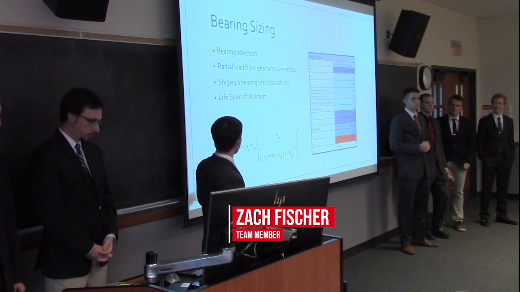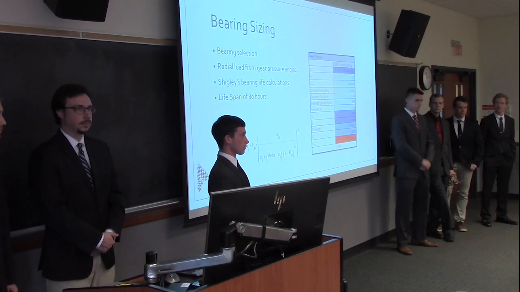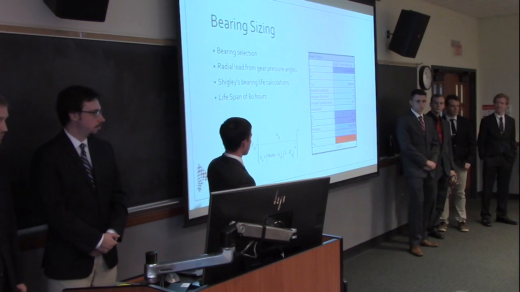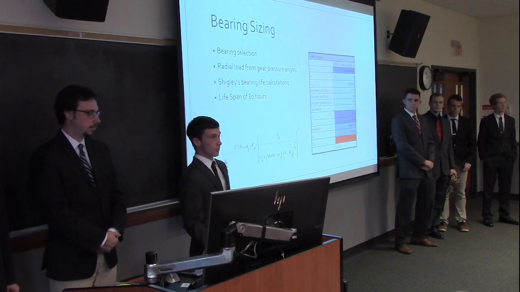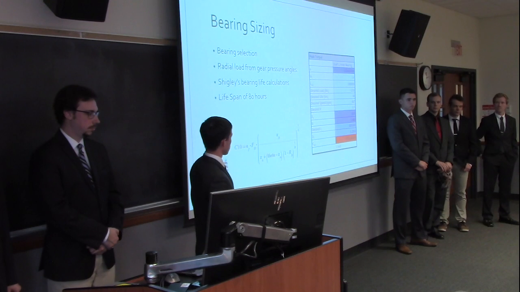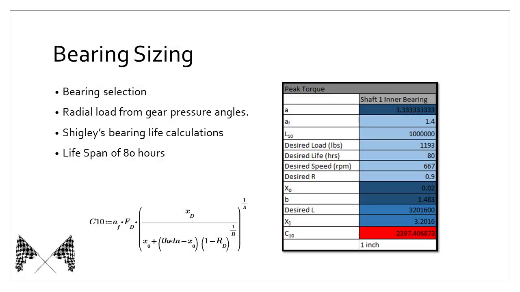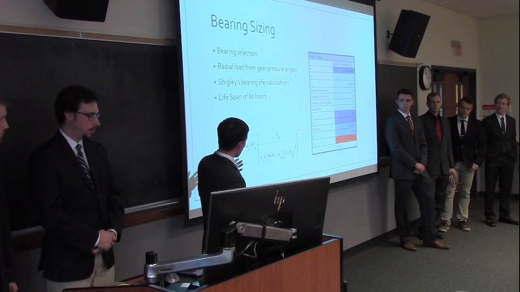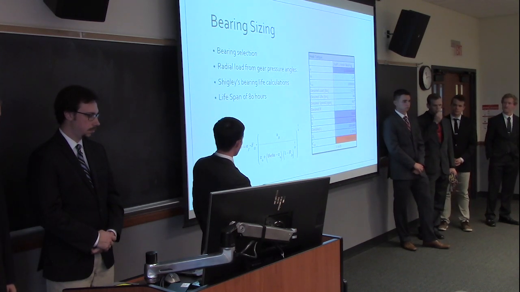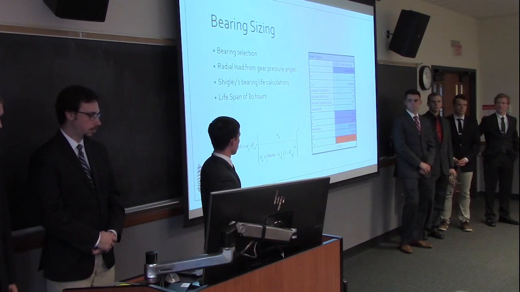Alright, so the next step was sizing the bearings for the transmission. To effectively size bearings, you need to know the forces that are on the bearings, which we calculated with the spreadsheets Wade was talking about. And you need to know the lifespan you're shooting for. So from the Baja team, we determined that 80 hours would be a reasonable life for this transmission to last with the bearings in it. So we created this spreadsheet which calculated a C10 force, which basically tells you your smallest bearing that you can use that will survive 80 hours with the forces given. We used Shigley's bearing life calculations to come up with that Excel spreadsheet.